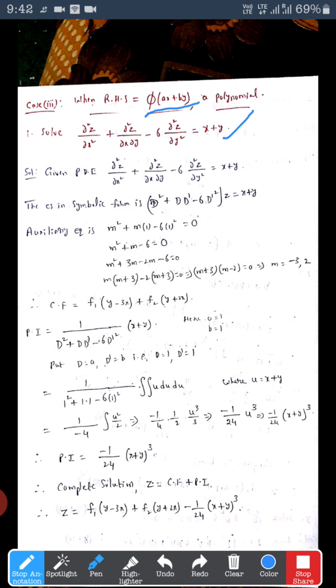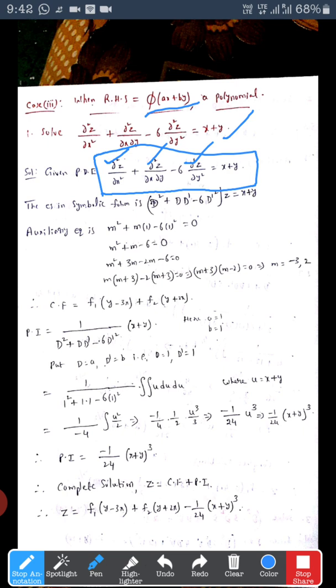So, coming to an example, here the given partial differential equation is this one. Here also this is a homogeneous partial differential equation. That means here the order is the same, dou square, dou square, dou square is there. So this is a homogeneous differential equation.